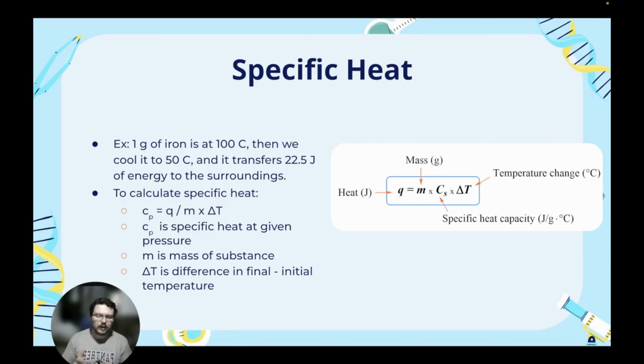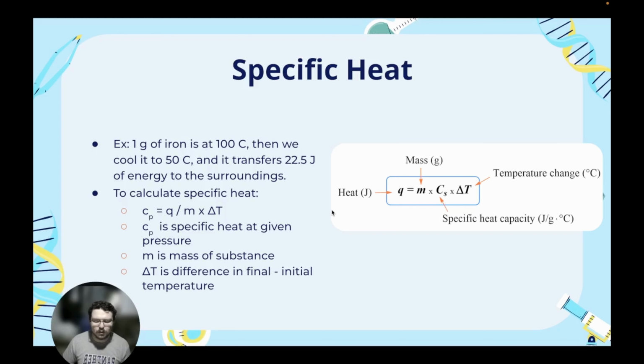So let's say we have 1 gram of iron, and it is at 100 degrees Celsius, and then we take that iron and we cool it to 50 degrees Celsius, and it transfers 22.5 joules of energy to the surroundings. We need to calculate the specific heat of this metal. So we're going to say that we have C_P, which is equal to Q divided by M times delta T. Basically, this equation is the equation on the left, but we divided over the mass and the delta T, so that we ended up solving for the specific heat.